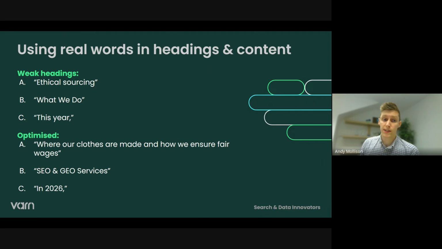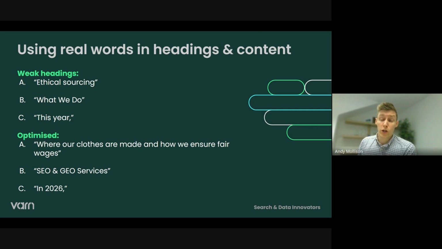Some examples of weak headings. I've got the "this year" one as that last example. Instead of "this year", say "in 2026". It gives clarity about what you actually mean and when it was published. Another example: "ethical sourcing". Great, sounds nice, sounds punchy, but to an AI search it doesn't tell me anything about what you do. If this were an ethical clothes retailer, you might instead say "where our clothes are made from and how we ensure fair wages". It's saying the same thing, but in real words an AI will understand: oh, okay, you're a clothing business.